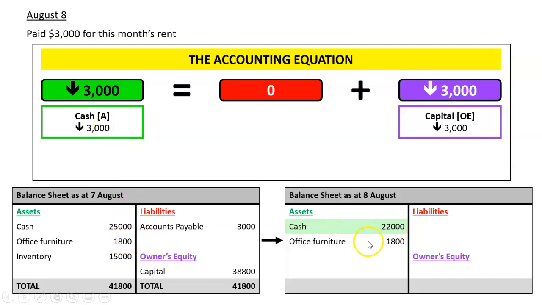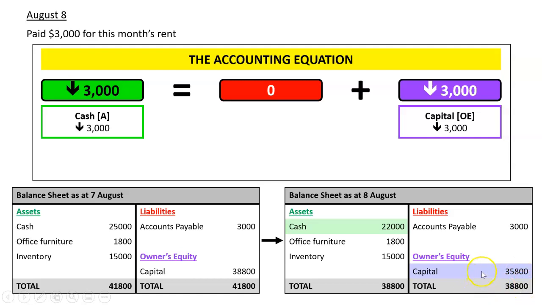Nothing's going to happen to furniture. Nothing's going to happen to inventory. Nothing's going to happen to accounts payable. That's just this capital figure. So it was 38,800. That will go down by 3,000, so that should be 35,800. So if we total these two sides up, total up these assets, we're going to get 38,800. And if we total up the liability side, we're going to get 38,300.